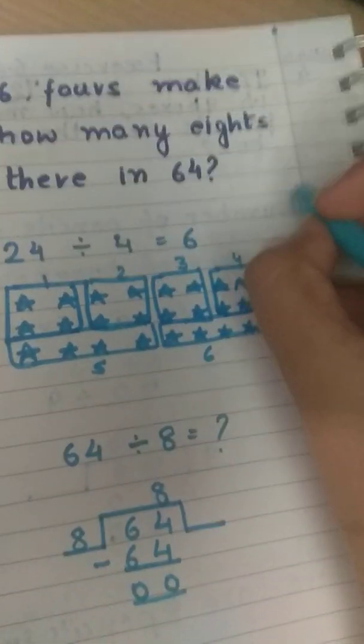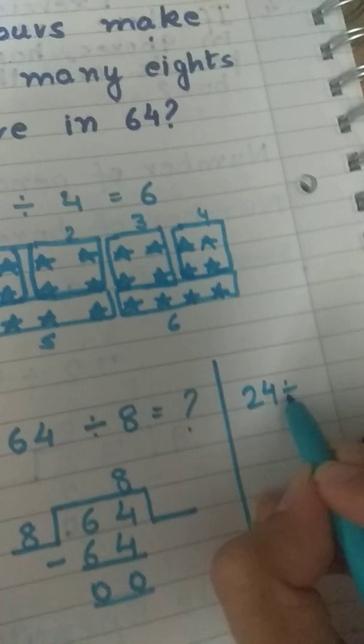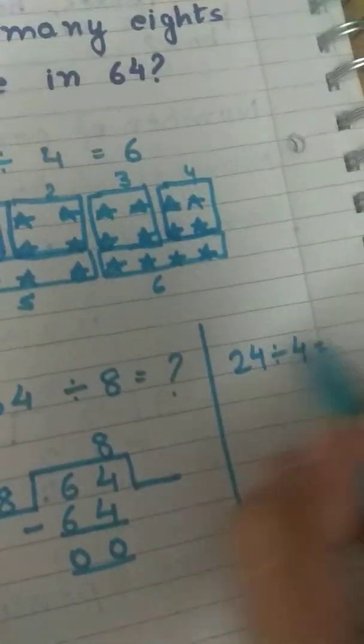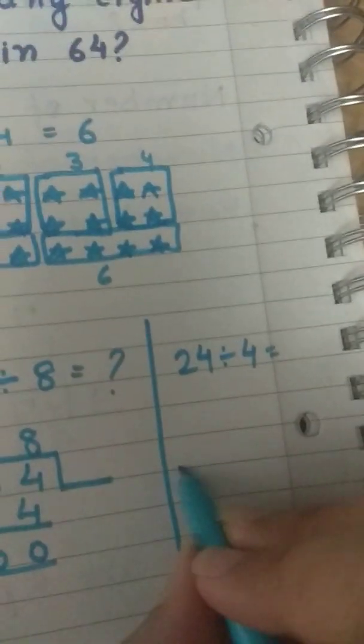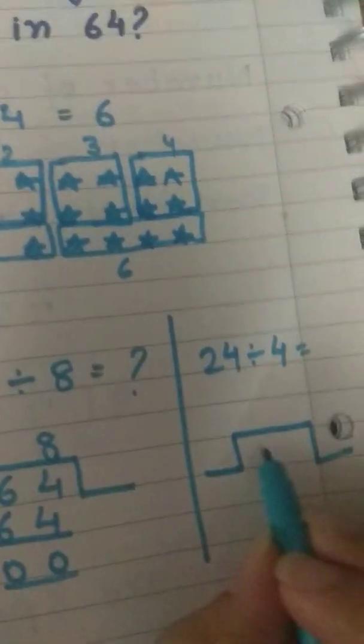Similarly, I could have done it for 24 here. If 24 items are divided into groups of 4, how many groups are formed? See, 24 divided by 4.